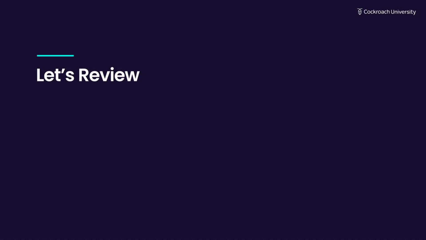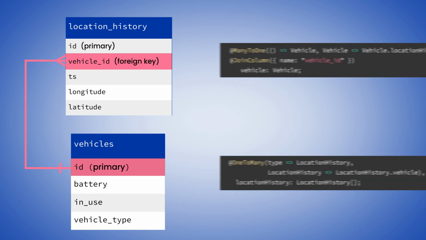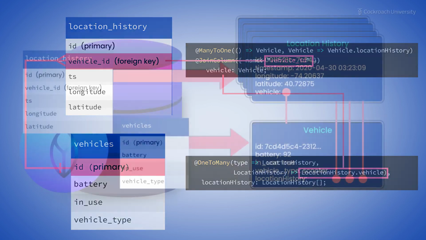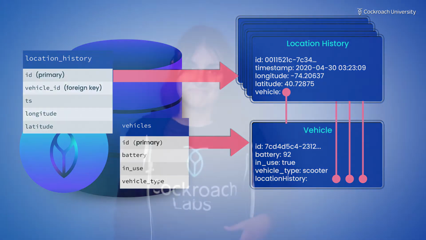Let's review. In relational database systems like CockroachDB, you can define relationships between tables. TypeORM lets you model those relationships with entity objects using property decorators to implement different types of relationships. Whenever you query the database, the correct entities to represent the relationships are created automatically. Now head to the lab and practice what you learned.